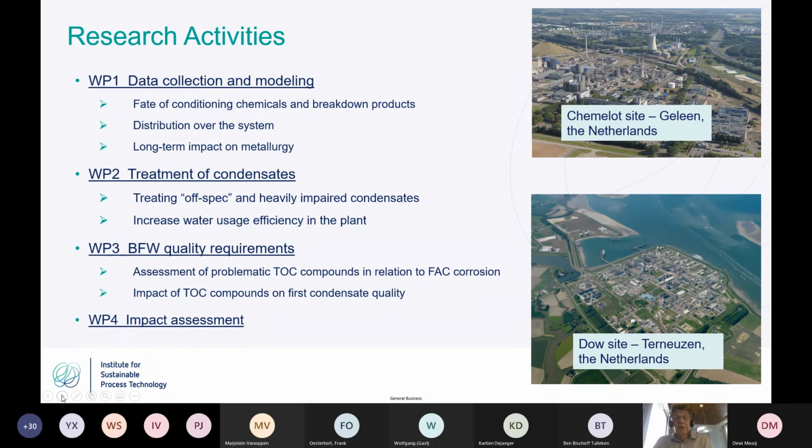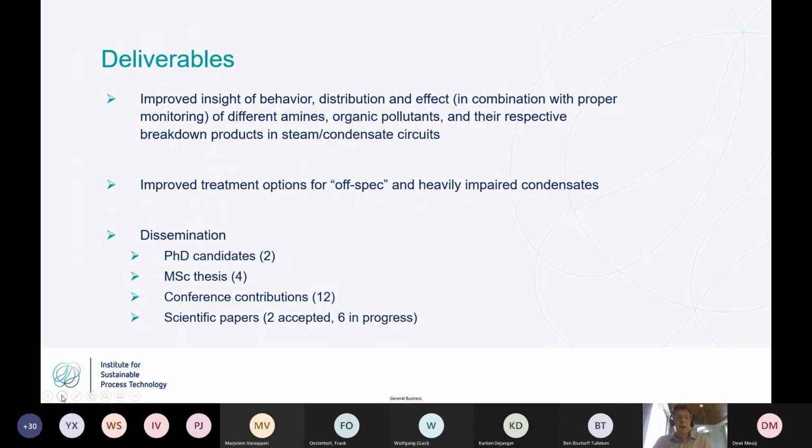Something on the deliverables. Last slide, please, Davy. We got quite a bit more insight on the effects I just mentioned, and as well on the treatment options for condensates. And we shared that already on a number of occasions in different conferences. We are working on scientific papers, mostly through the 2 PhD candidates who are working at U Ghent. And we also had quite a few master thesis students working on this project as a whole. With that, I'd like to return it to Marjolein to further elaborate on the different work packages.